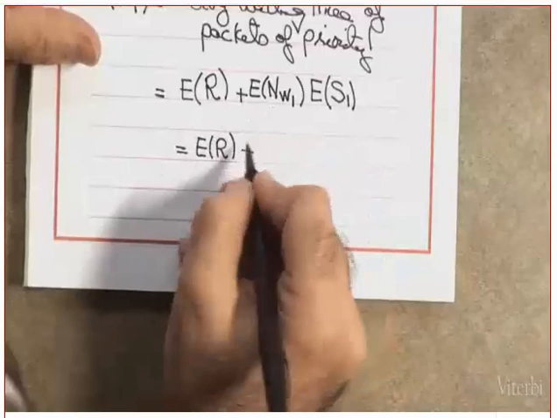Can you give me 1 minute? You have no choice. Okay, I will show it. What is E of W? Let's see if you can help me.